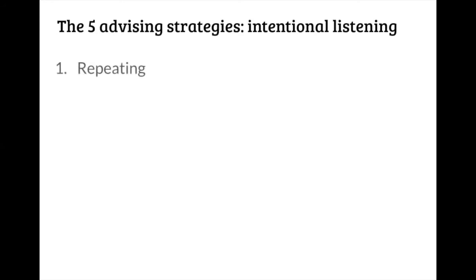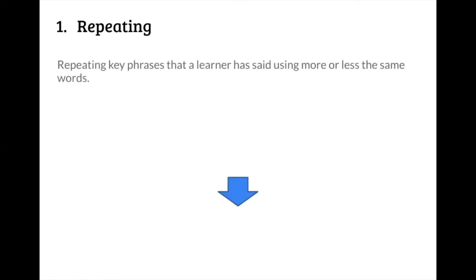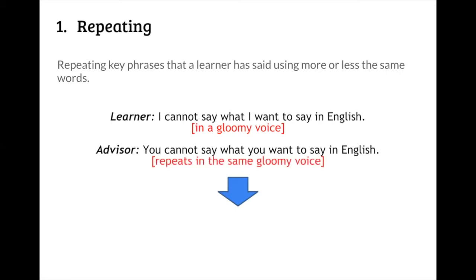So five advising strategies for intentional listening are repeating, restating, summarizing, empathizing, complimenting. The first of all, repeating. Repeating key phrases that a learner has said using more or less the same words. For example, if the learner said, "I can't say what I want to say in English," in a gloomy voice, you can repeat, "Oh, you can't say what you want to say in English," repeating the same gloomy voice.